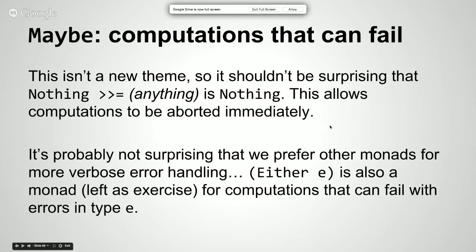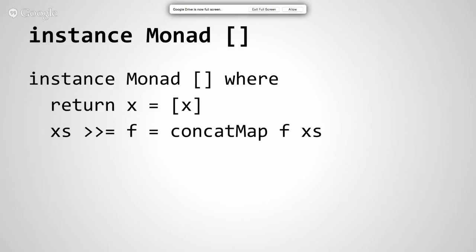So Maybe is failure. We're saying Nothing bind anything is Nothing, and that allows computations to be aborted immediately. But often you'll use, say, Either or some other monad for failure because you actually want to know why something failed. Maybe is a good toy example, but it's not how you should actually structure your error handling. And by the way, error and exception handling in Haskell is a mess, which we'll get to in a later class. But for now, I'm just going to ignore that.